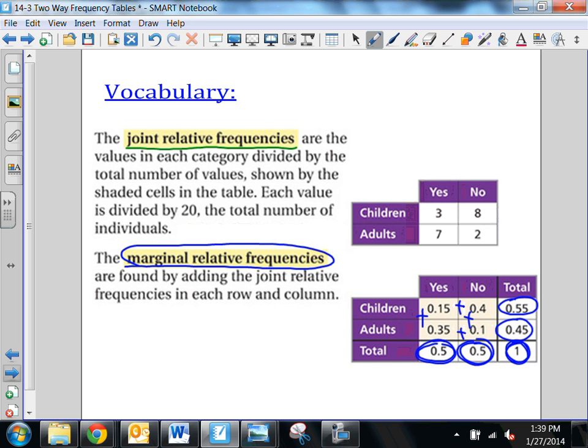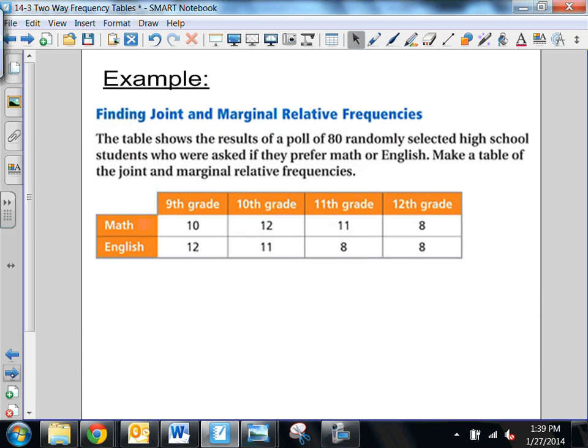And so that's just literally, marginal means the margin, right? It's the bottom margin and the side margin. And joint is like in particular, the numbers that make up the rows and columns, okay? So that's joint relative frequencies and marginal relative frequencies. And that's what we do as we make these.